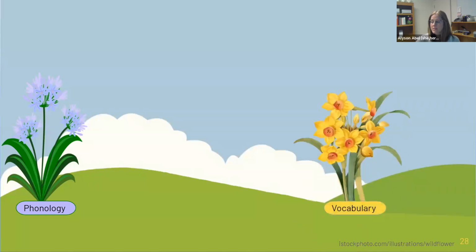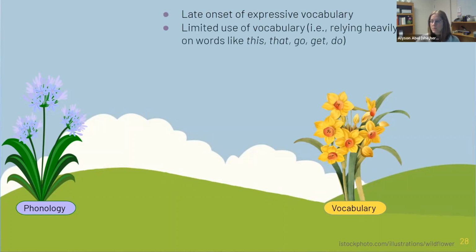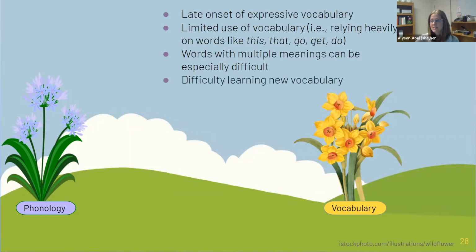The vocabulary deficits in DLD change throughout the lifespan. Early on, we see a late onset of first words and limited use of vocabulary, such as the overuse of words like this, that, these, and verbs like want, go, get, do, put in spoken language. This limited vocabulary will occur in spoken and written language. Vocabulary deficits also appear in using words with multiple meanings and extend to word learning, such that children with DLD take 3 to 5 times more exposures to new words to learn it, even when the word is explicitly taught.